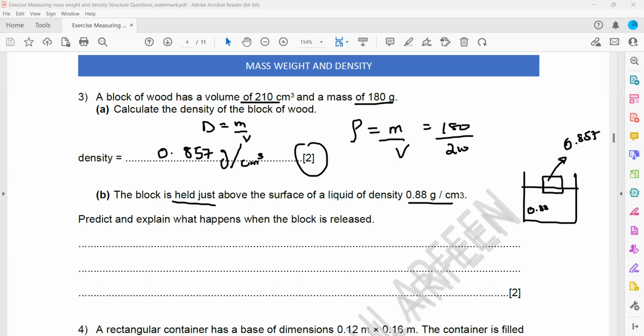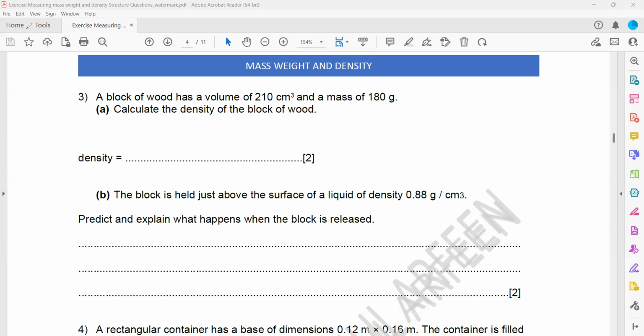Float. So it will float, and the reason is that the density of the block is less than the density of the liquid. So 1 mark for mentioning it will float, and the second mark is for the reason: because the density of the block is less than, don't use this symbol, write it in words, I'm using this as a short form, is less than the density of the liquid.